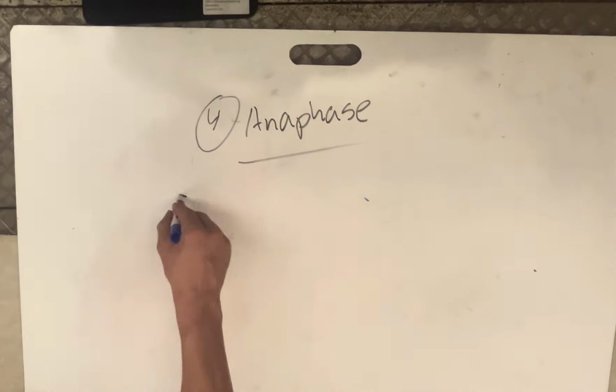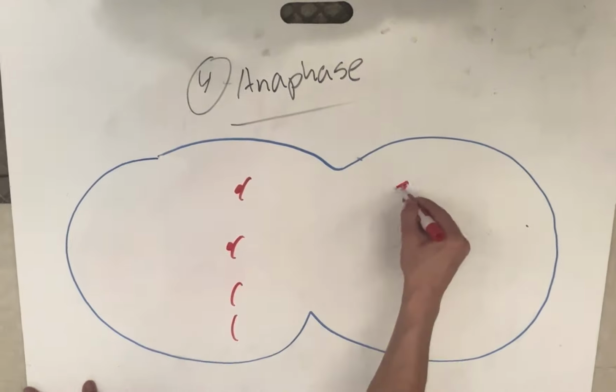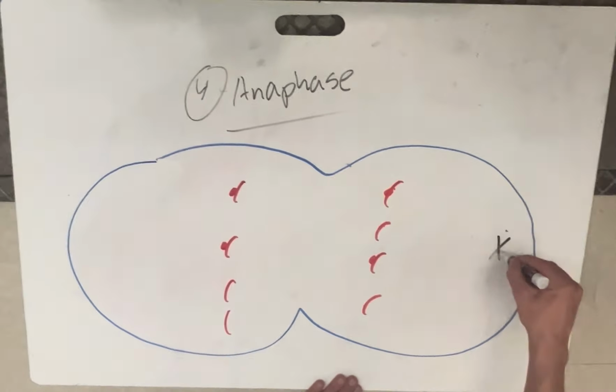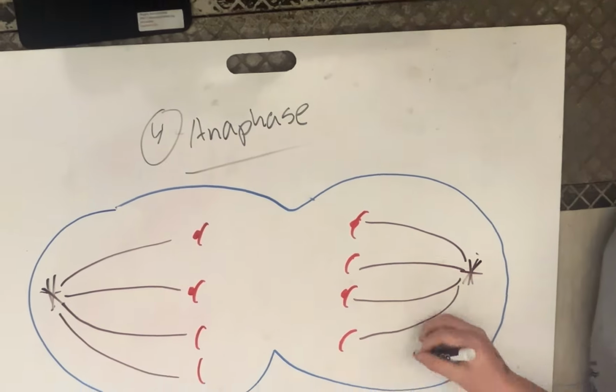Anaphase is when the centromeres are split apart and the formed spindle fibers shorten and thicken, pulling one chromatid on both sides of the cell. The cell begins to divide into two identical halves.